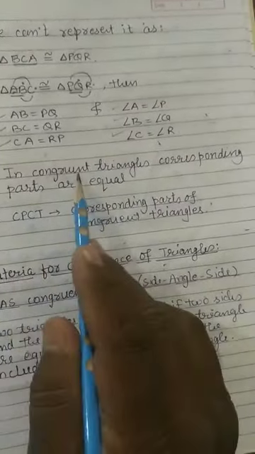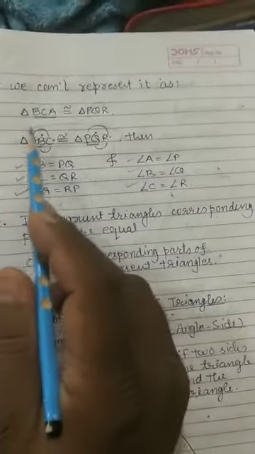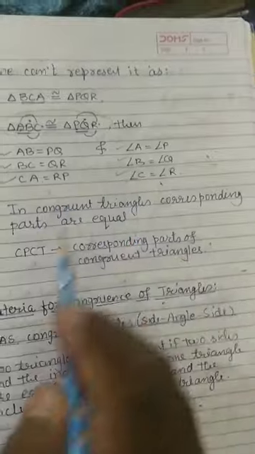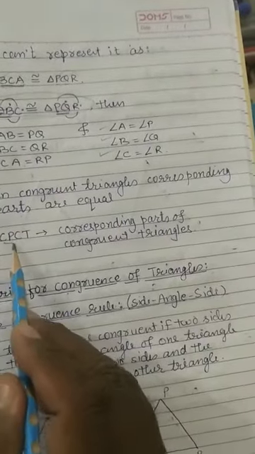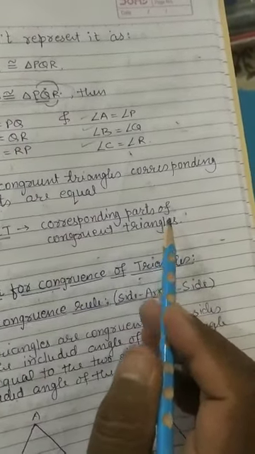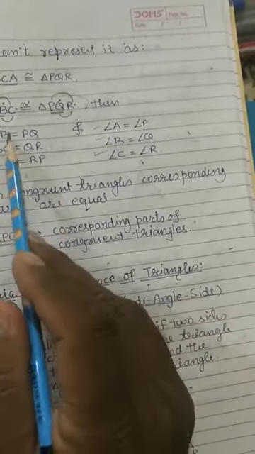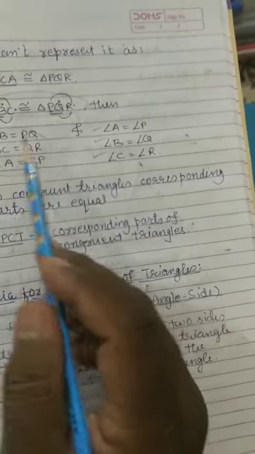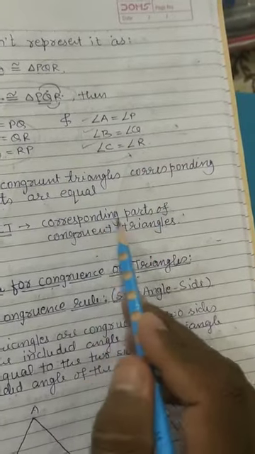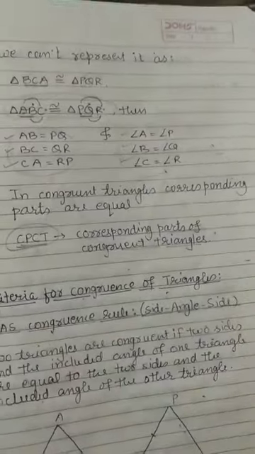Okay, that is, in congruent triangles corresponding parts are equal. Means if these two triangles are given congruent, then you can definitely write these results. So this is called CPCT, that is corresponding parts of congruent triangles, right? Means if any two triangles are congruent, then you can say that all the sides are equal and all the angles are also equal, right? This result is called corresponding parts of congruent triangles, in short CPCT, right?